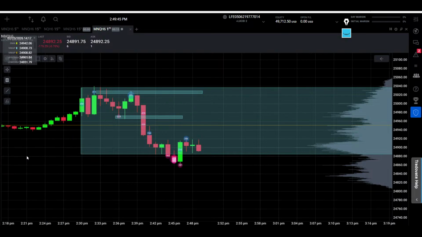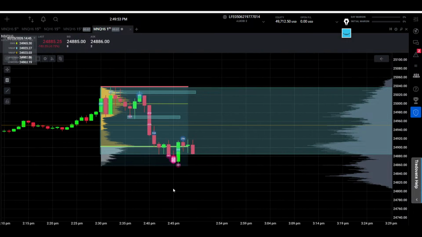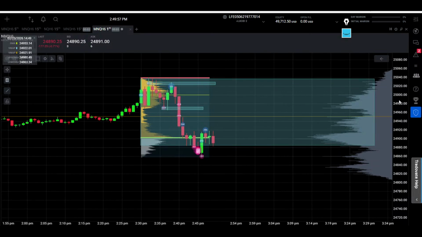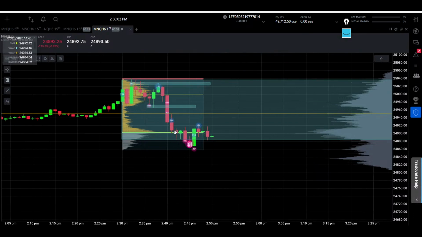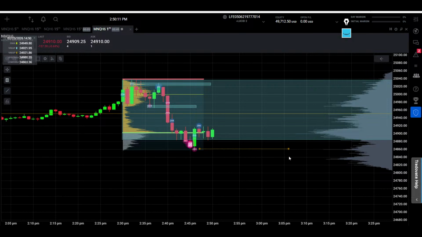Massive absorption. Let's see what's happening now. Okay. We will probably have a chance to enter another sell if it gets past this line here.